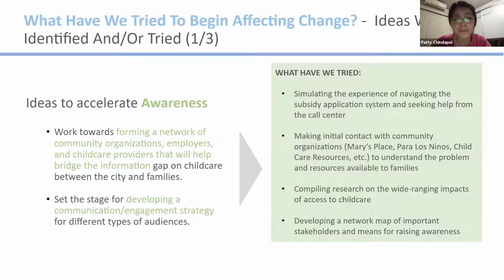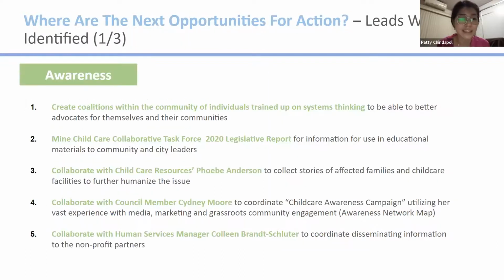compiling research on the wide-ranging impacts of access to childcare, standard desk review, but very important because that will form some of the content that will go into the communication strategy or the communication itself. And the last one is developing a network map, and we do have this network map somewhere that we've mapped out some of the stakeholders and the important players that we can leverage in this whole community. And so from all of these ideas, we've listed out some leads on the next slide.